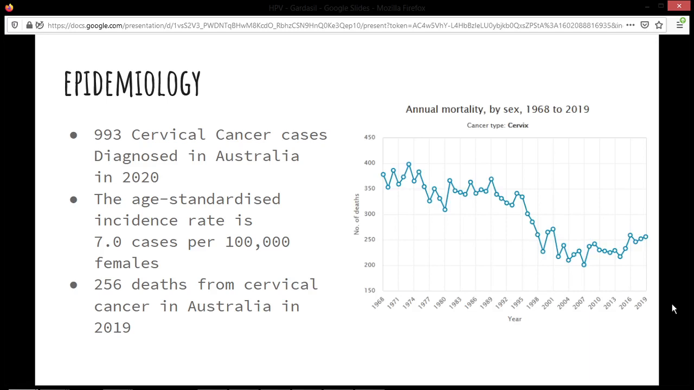According to the Australian Institute of Health and Welfare, there were 933 new cases of cervical cancer diagnosed in 2020. The age-standardized incidence rate remains similar at 7 cases per 100,000 females. Back in 2016, there were 889 new cases of cervical cancer diagnosed. The statistics show cervical cancer cases are slightly increasing.